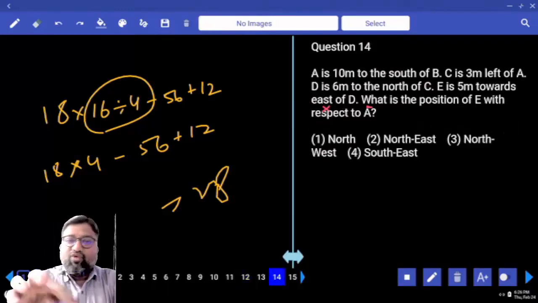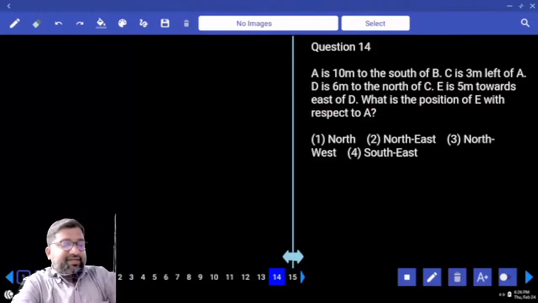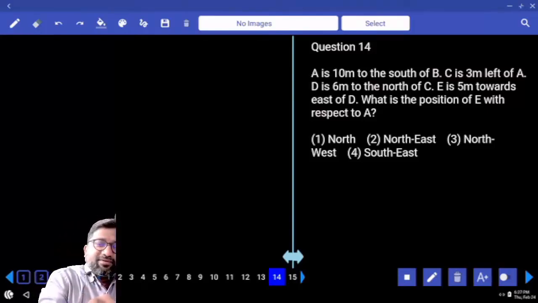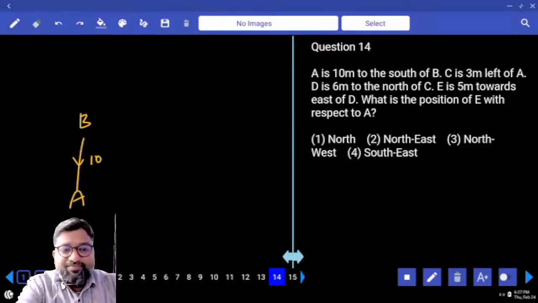13th is a question from Quant. Okay, so we'll go for the 14th reasoning question. A is 10 meters to the south of B. B's south, 10 meters. Who is this? A. Next, read.